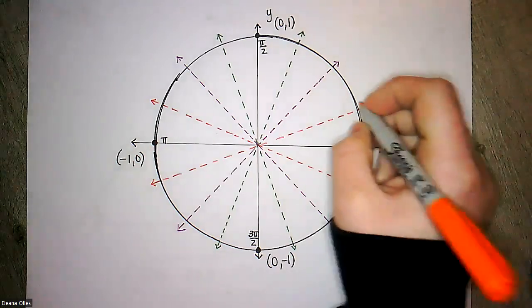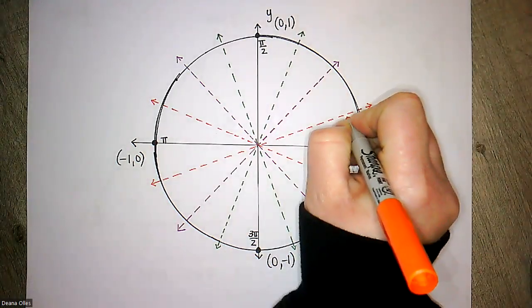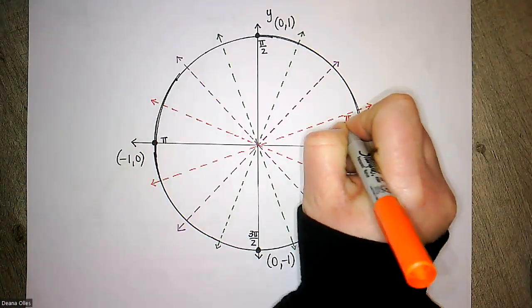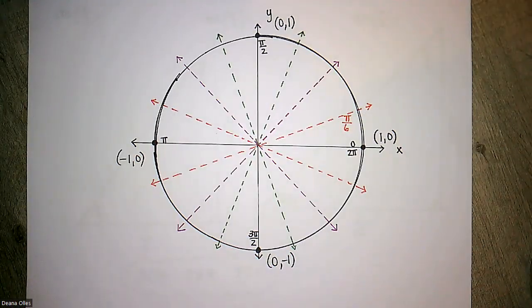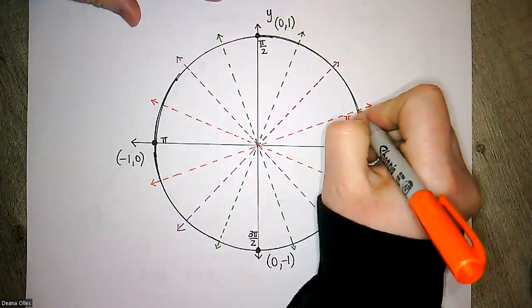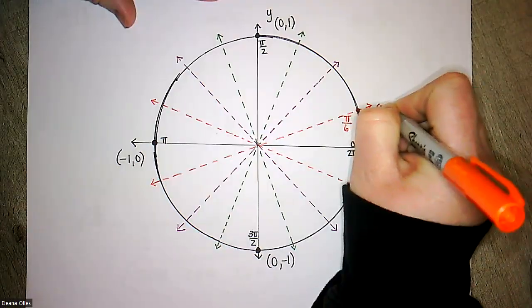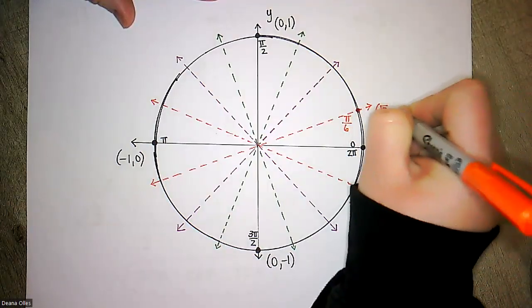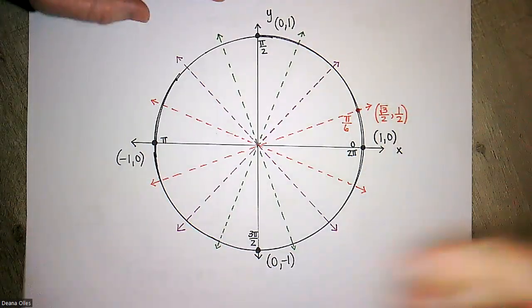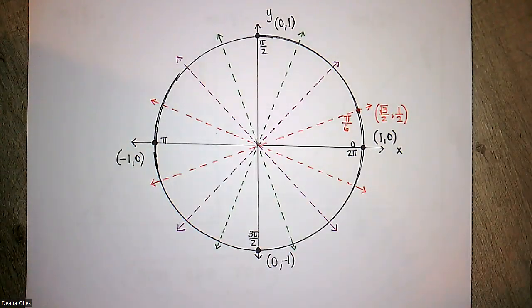If you recall from the previous video, the first angle in our list of special angles is pi over 6, and the coordinate point at pi over 6 was, as we labeled it, radical 3 over 2, 1/2. We went through in the previous video where that coordinate point comes from. I don't want you to memorize it, I want you to know where it's coming from.